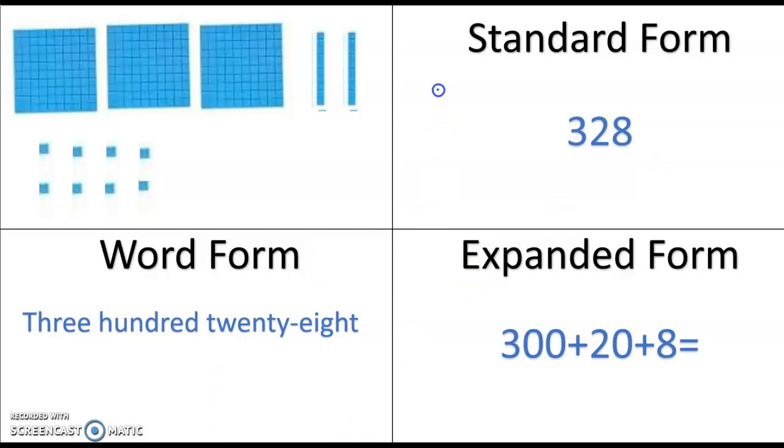So we've got standard form, which is your standard regular way of writing a number. You have word form, which is when you write actual words to represent the numbers. And then expanded form, where you break the number up into your hundreds, tens, and ones.